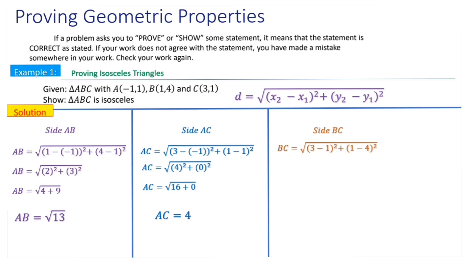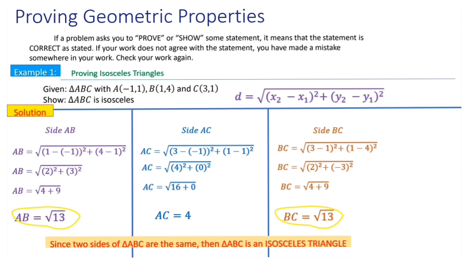Then for BC, substitute the point B and point C. You're going to get this, and your answer will be the square root of 13. And just like earlier, we can notice that AB and BC have the same measurement, being square root of 13. Hence, this triangle is isosceles. Okay, I hope you guys understand that.